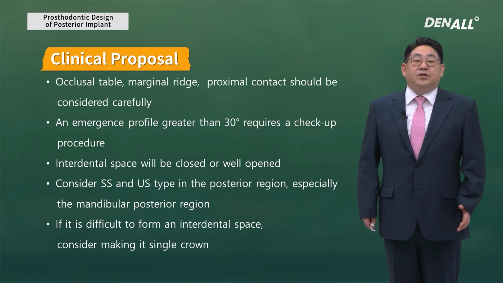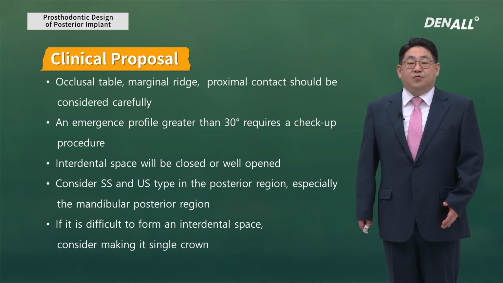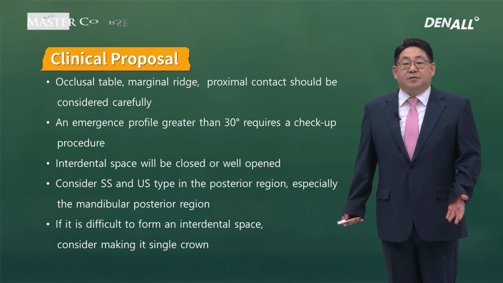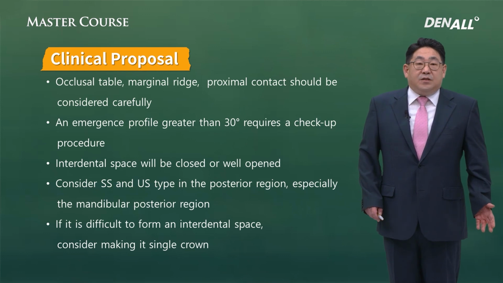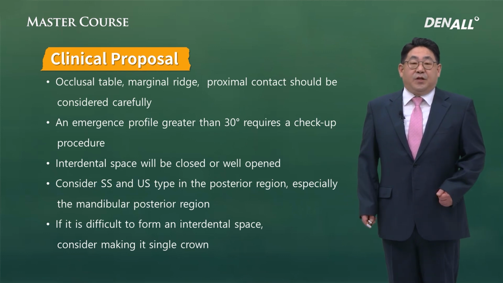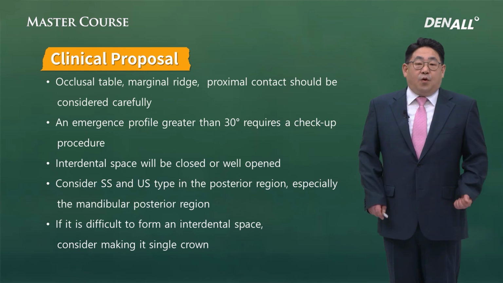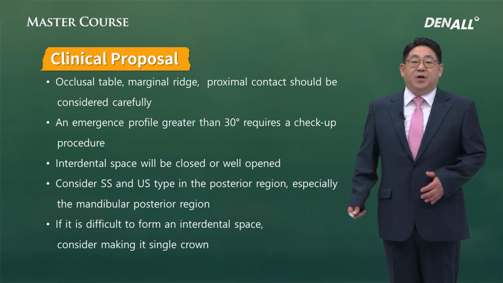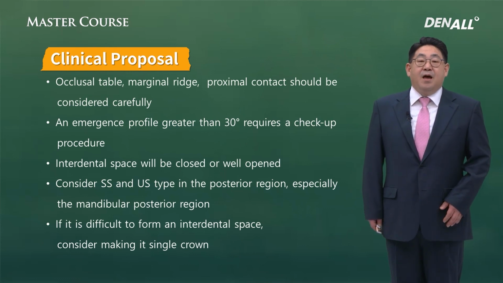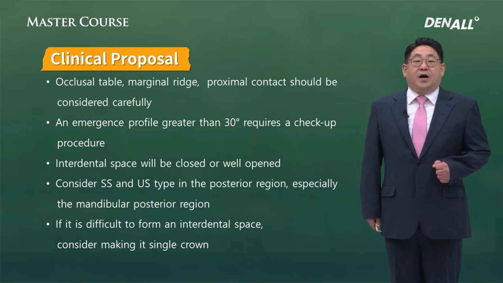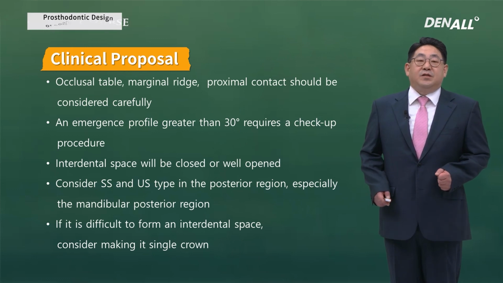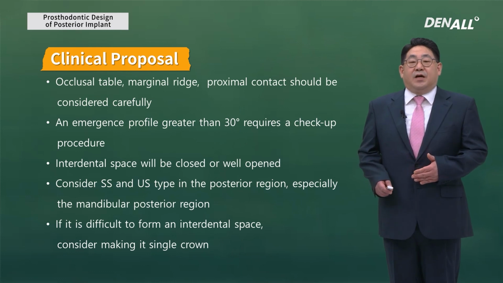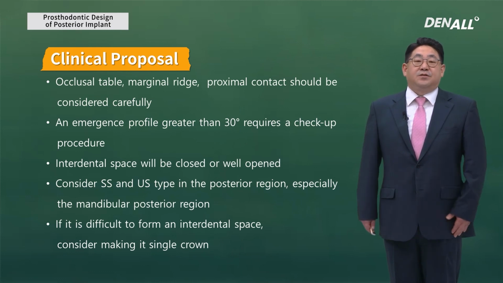Also, in the case of lower posterior, if the gingiva is thin, in order to prevent over-contour of emergence angle, supragingival margin is recommended. If this is not possible, SS-type or US-type implant are recommended. Last but not least, the connector area should be designed so that the patient and dentist can control it. If this is not possible, rather than bridge form, split form should be provided.